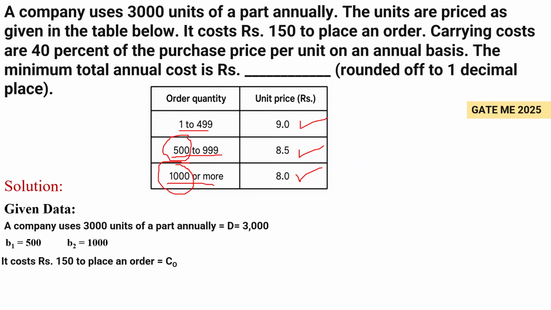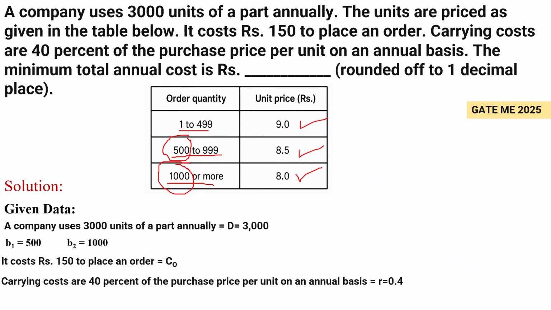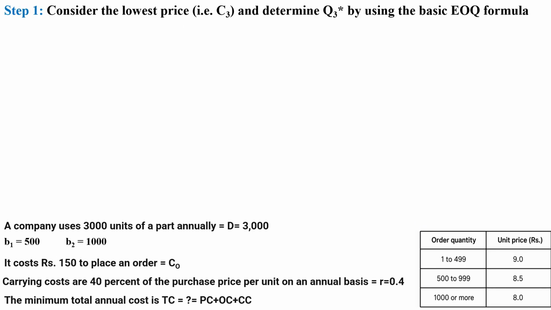Next, it costs 150 rupees to place an order, so ordering cost C0 equals 150. And carrying costs are 40% of the purchase price per unit on an annual basis, so small r equals 0.4. Then we have to determine the minimum total annual cost. We know that the total cost equals purchasing cost plus ordering cost plus carrying cost. So first we go to step 1.